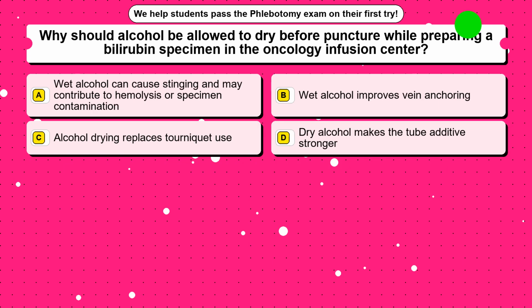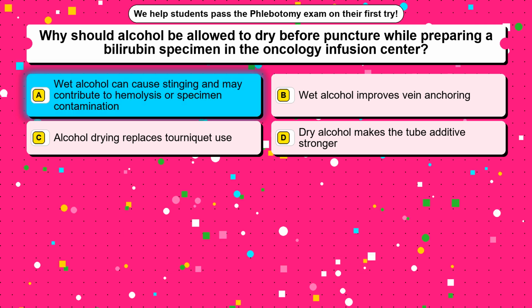Question 38. Why should alcohol be allowed to dry before puncture while preparing a bilirubin specimen in the Oncology Infusion Center? Option A. Wet alcohol can cause stinging and may contribute to hemolysis or specimen contamination. Option B. Wet alcohol improves vein anchoring. Option C. Alcohol drying replaces tourniquet use. Option D. Dry alcohol makes the tube additive stronger.